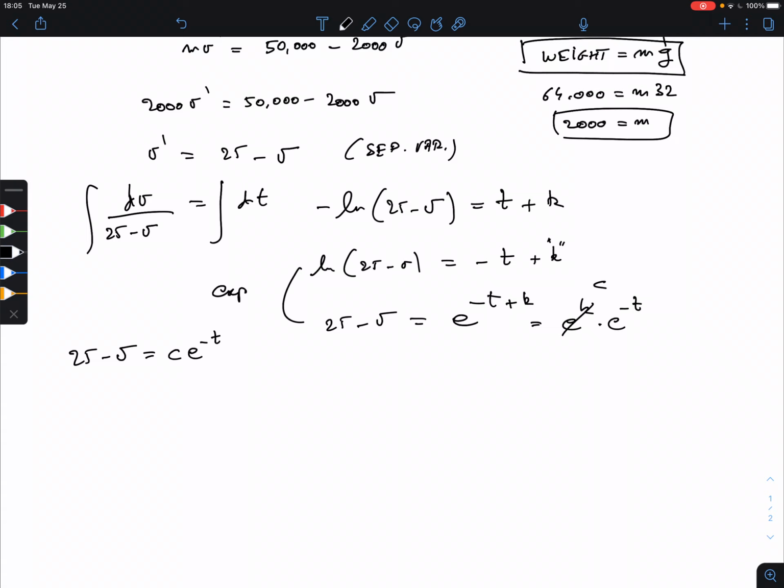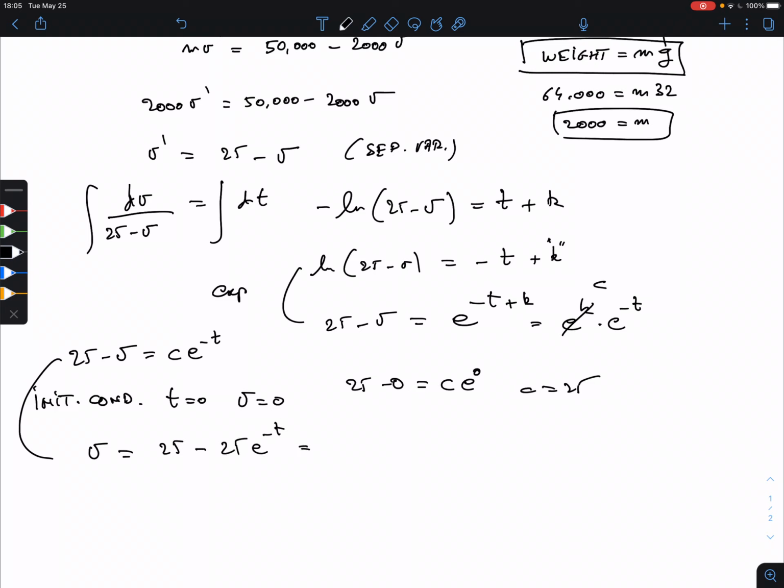How do we do that? The initial condition: it said at rest, at t equals 0, it was at rest. So v was 0. So what does that mean? 25 minus 0 equals c times e to the 0. And so we see that c is actually 25. And therefore, I should have solved for v here, perhaps. So let's bring the v to one side. So v is equal to 25 minus 25 e to the minus t, or if you want, 25 times 1 minus e to the minus t.